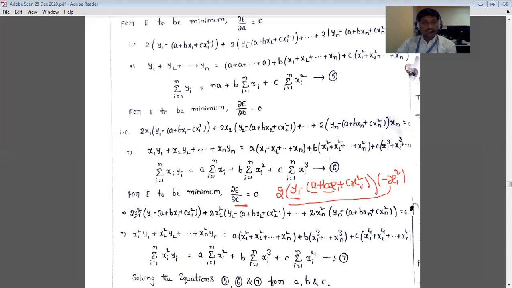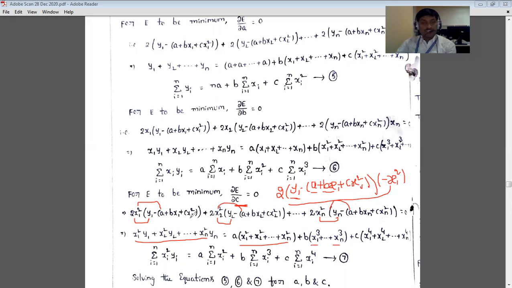Now again you can multiply the terms: x1 square into y1, x2 square into y2, and xn square into yn. That's why we wrote it here like this. Next, coming to this, a into x1 square, so for that a x1 square. Next a into x2 square, and next a into xn square. So that's why here it is this term. Next one, b into x1 square is nothing but x1 cube, and next x2 cube, and so on up to xn cube.